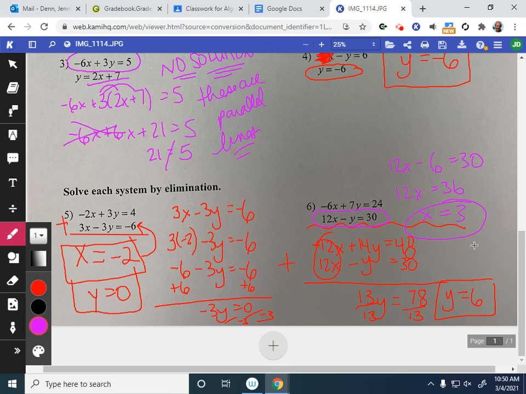Those should have been fairly simple. Hopefully that makes you feel like you're good to go and ready for the quiz on Monday.